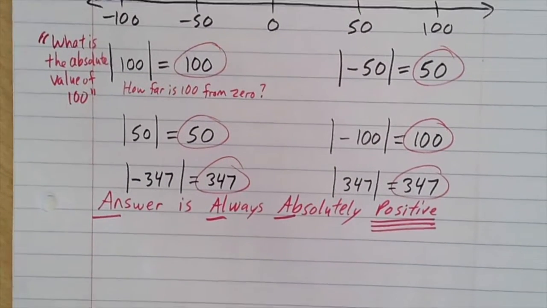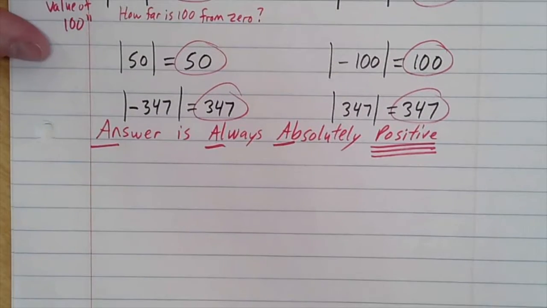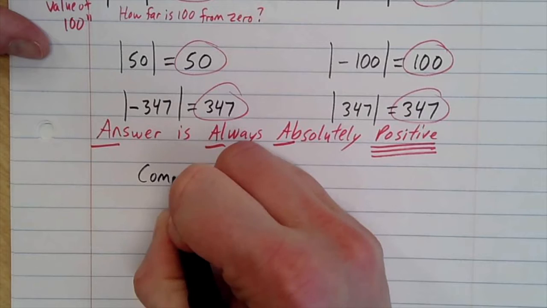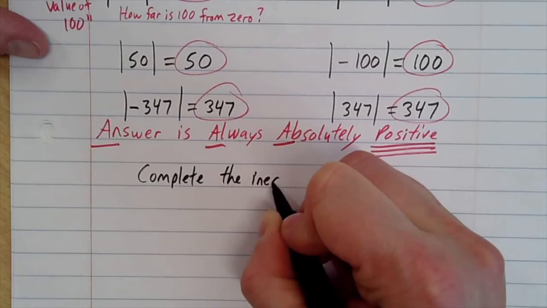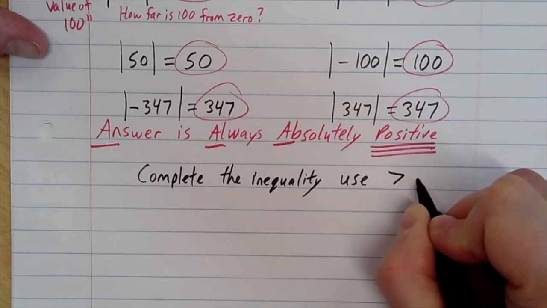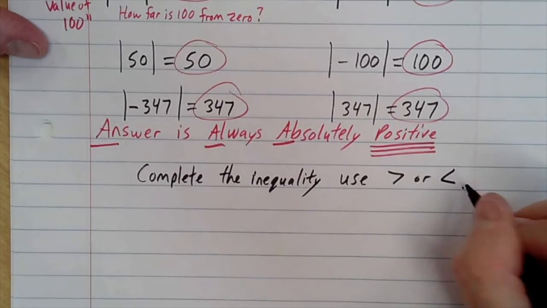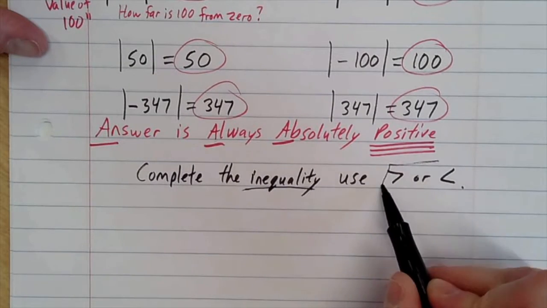So now I want you to complete some inequalities using absolute value. The directions say, complete the inequality, and you must use the greater than or the less than sign. Remember, inequality, we're using these signs over here.